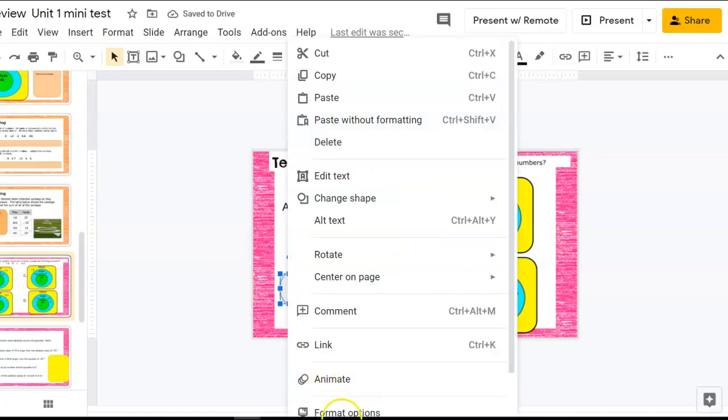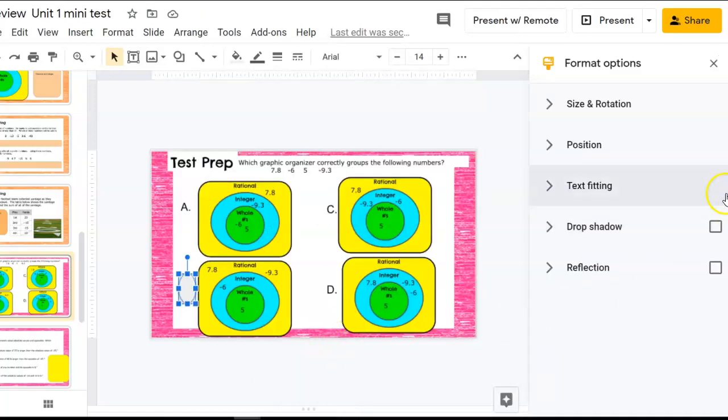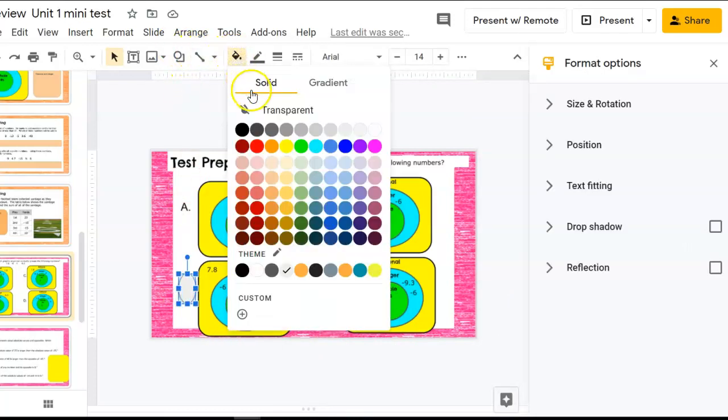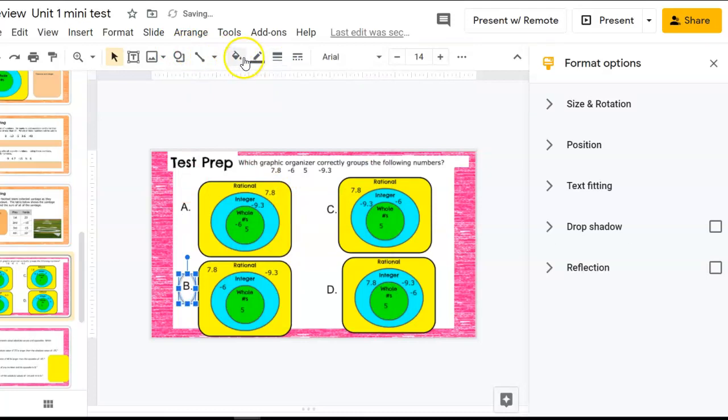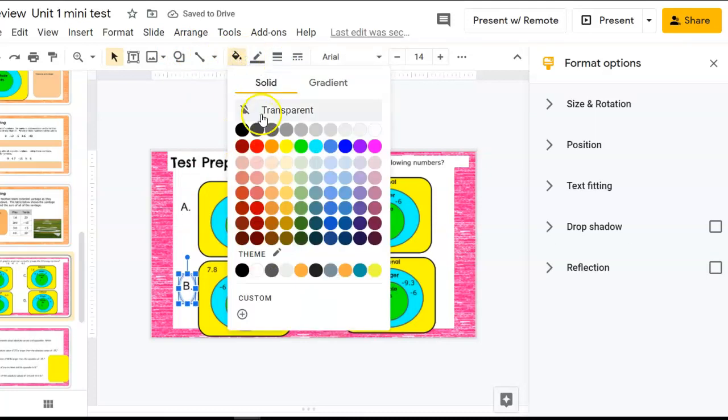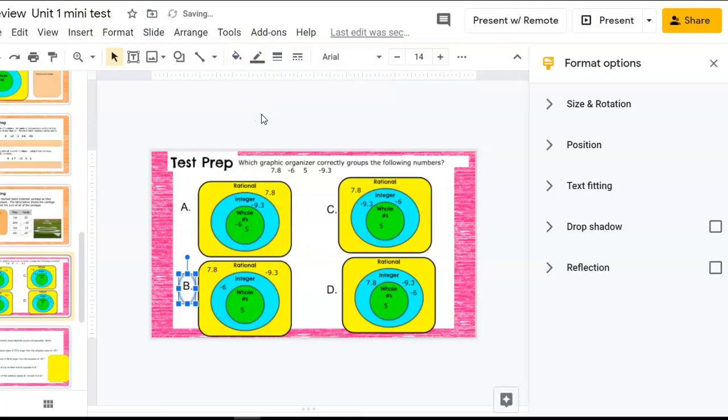If you know how, you can go to the format options and unfill it. Make it transparent. Right here, fill color and transparent.